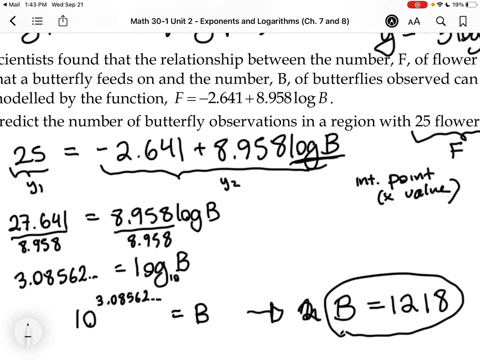So I am going to end there for today, and tomorrow we will pick up and talk about log laws, which I referred to a little bit earlier.